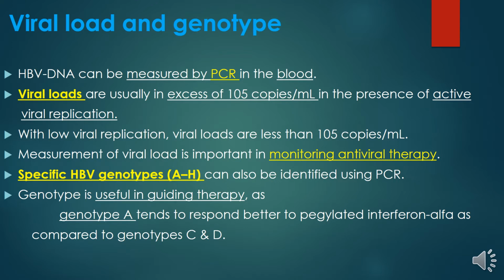Specific hepatitis B virus genotypes A to H can also be identified using PCR. Genotype is useful in guiding therapy. Genotype A tends to respond better to pegylated interferon alpha as compared to genotypes C and D.